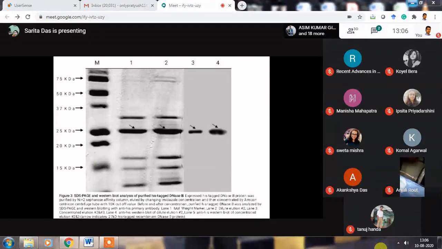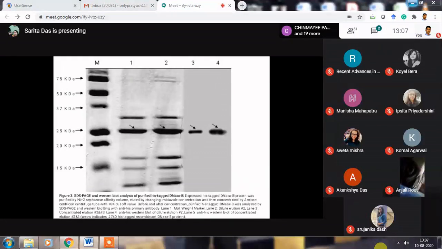So lanes 3 and 4 show the X-ray photograph of the Western blot, lane 3 before concentration, lane 4 after concentration. So here we confirmed the presence of a His-tag protein.